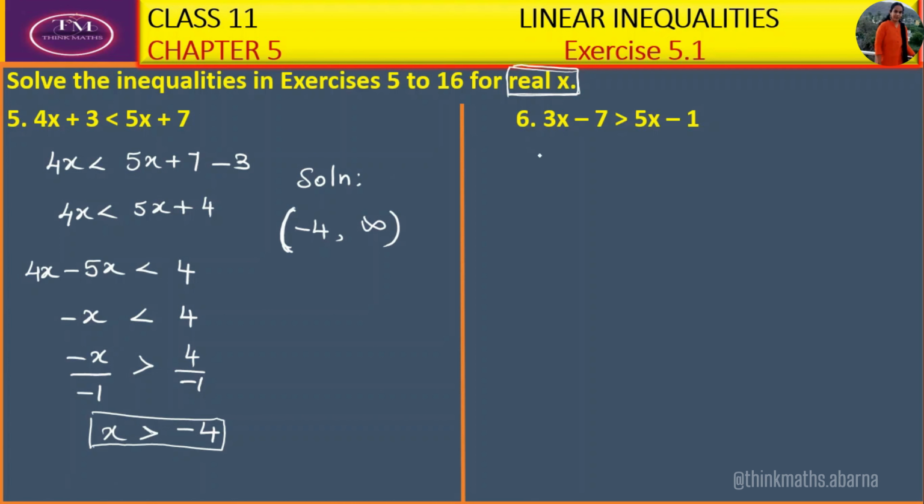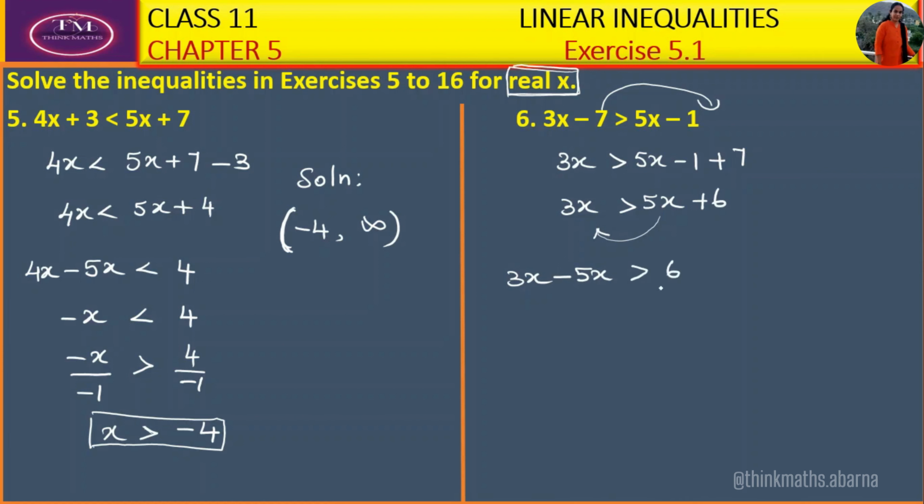Clear? Next, the sixth problem. It is 3x minus 7 greater than 5x minus 1. As usual, keep the x here and take the constant minus 7 to the right side. So minus 7 will become plus 7. So 3x is greater than 5x minus 1 plus 7, which is plus 6. Now bring this 5x to the left side. So 3x, 5x will become minus 5x, greater than 6. What is 3x minus 5x? It is minus 2x greater than 6.